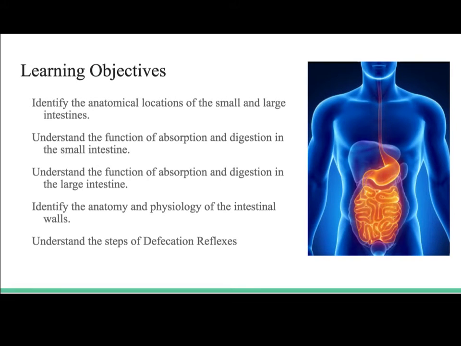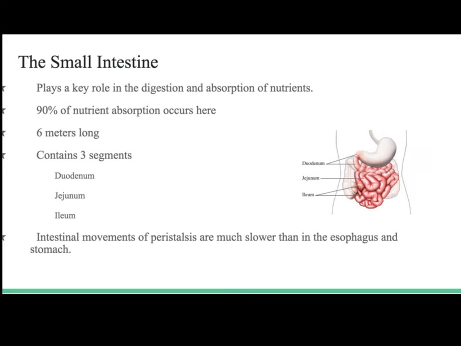So, learning objectives in this section are going to be identifying the anatomical locations of the small and large intestines, so knowing where one starts and where one ends, understanding the function of absorption and digestion in the small intestine as well as that in the large intestine, and looking at the anatomy and physiology of the intestinal walls, which are a little bit different than they would be maybe in the esophagus. And then last but not least, we're going to understand the steps of defecation reflexes, which should be a fun journey. So let's get started with the small intestine.